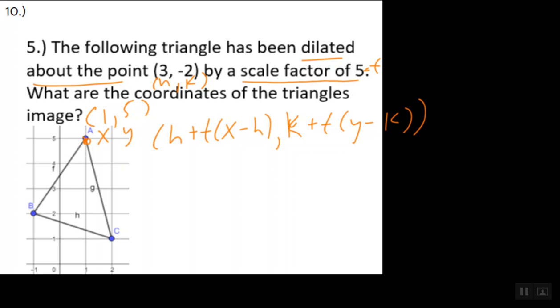So what I'm going to do is show you how to set up A, and I'll even solve out A for you. And if A prime is not the answer, that means you'll have to follow the same steps for point B to get B prime, or C to get to C prime.